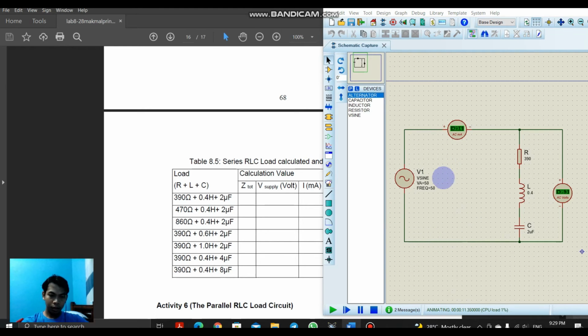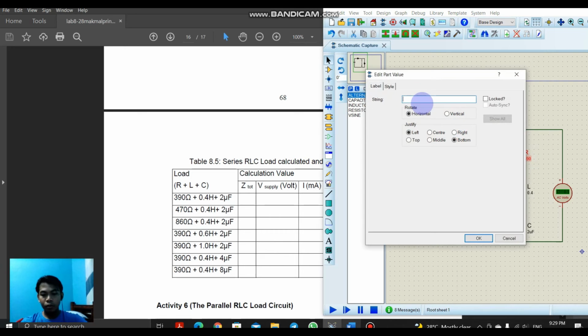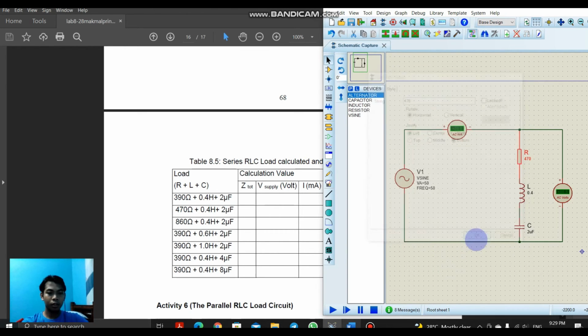Next, we will run the second parameter, which is 470 ohm plus 0.4 Henry plus 2 microfarad. So we need to change the resistor value to 470 ohm. So we can see here there is a value for both voltage and current. The voltage is the same, which is 35.3, while the current is different from the previous parameter.